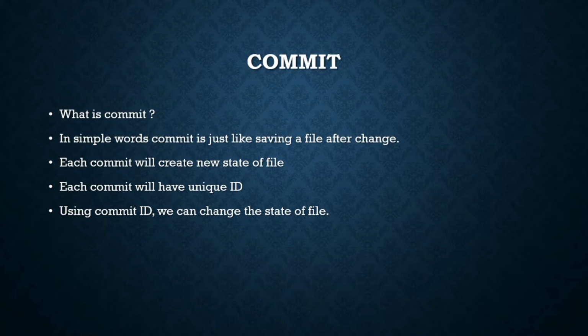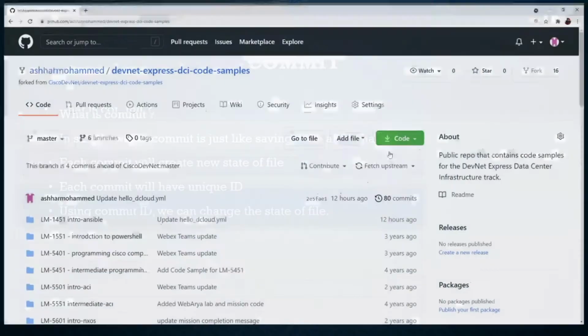Using this commit ID, we will be able to travel back to this state even if we change this file further. If you take an example, if you want to see how the file was looking one month back, you can take the commit ID of the file from one month back, and you can just move to that particular state. Now let's see how we can do a commit to a file and how we can move through different states in the GitHub UI.